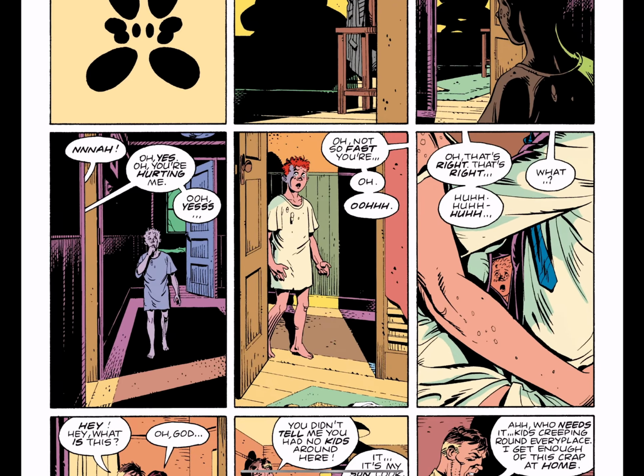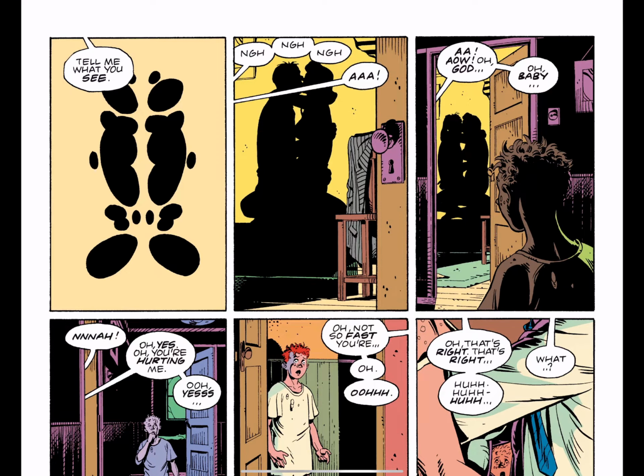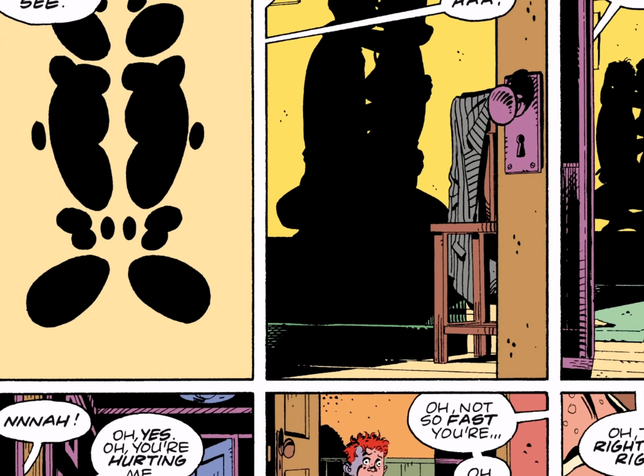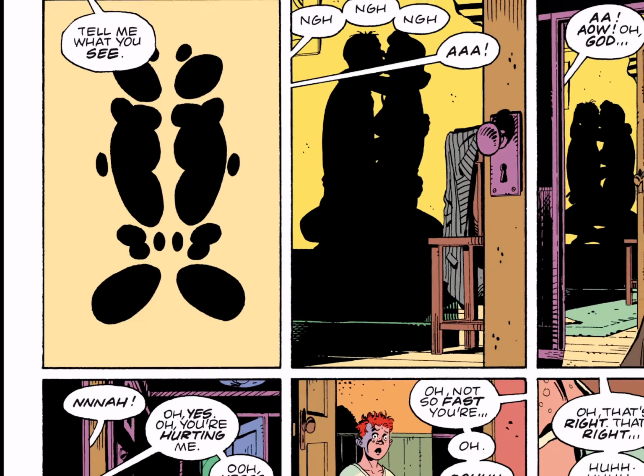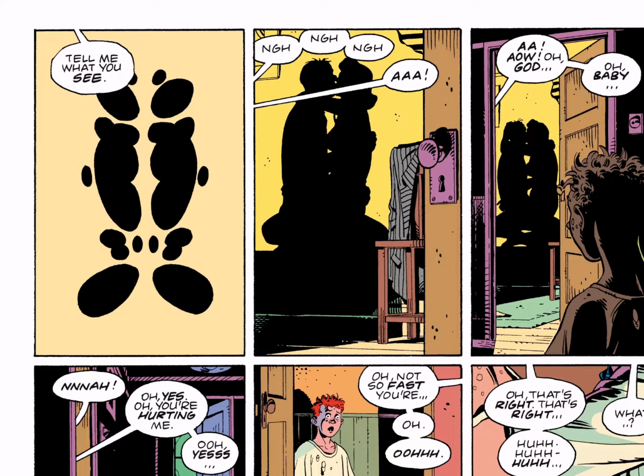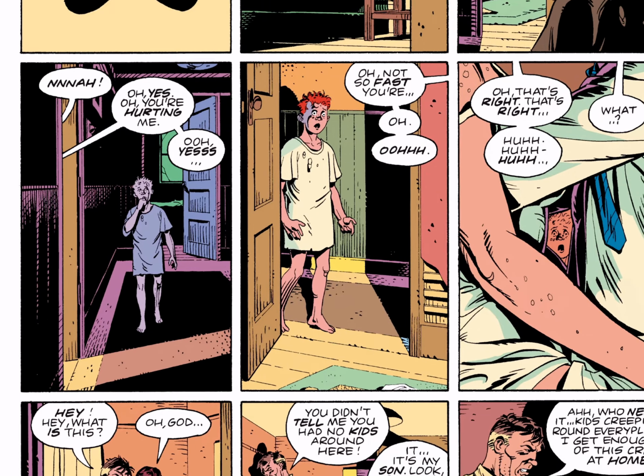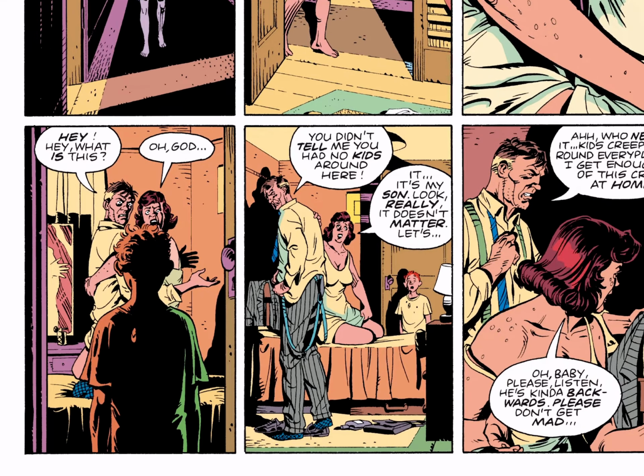So the psychoanalyst asks him to tell him what he sees here. And obviously you can kind of see these two little squigglies. And of course, Rorschach in his mind kind of fills this in with this image of his mother with another man. And so what is this? What's going on in the scene? We find out that his mother is a prostitute and that she was sleeping with a stranger.